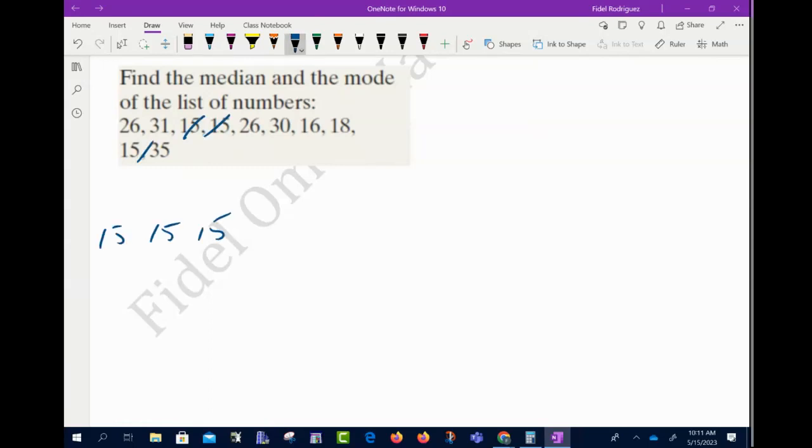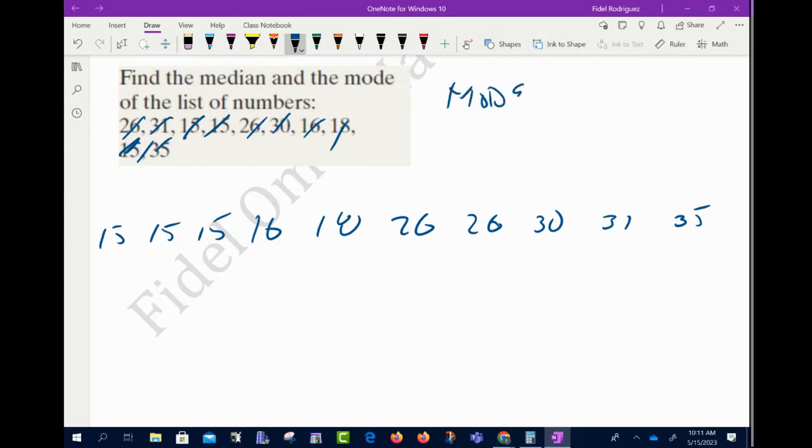1, 2, 3. Okay, 1, 2, 3. Then we had a 16 and an 18. What would come after 18? 26, okay, and then, oh yeah, another 26, very good, thank you. And then what, a 30? And then a 31? And then what, a 35? Okay, so look, y'all, let's do this part first.